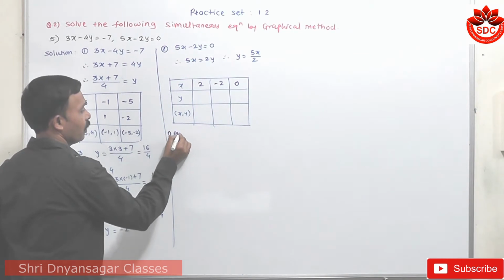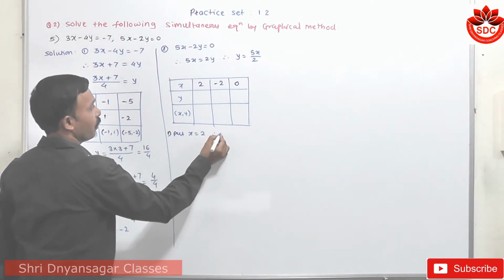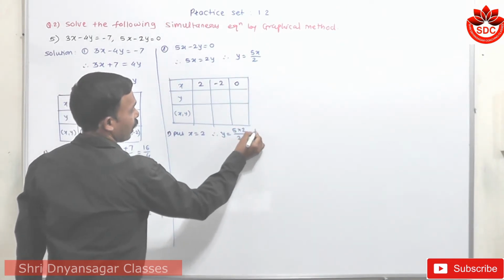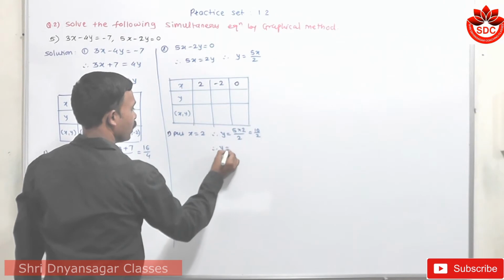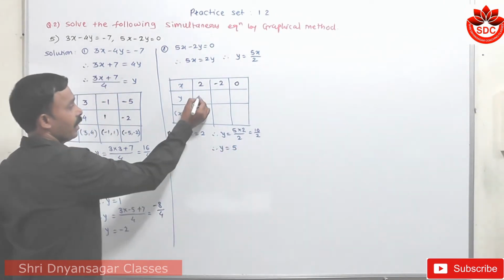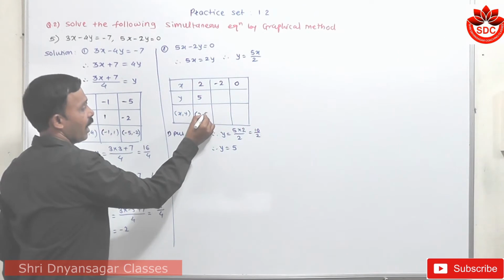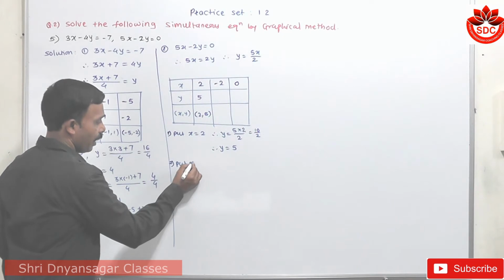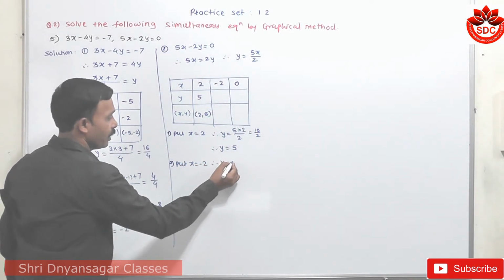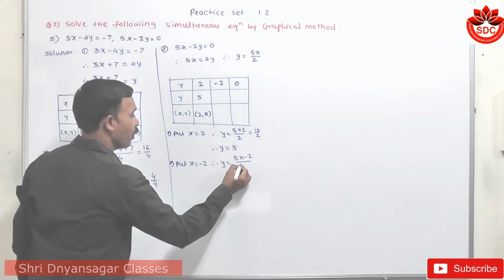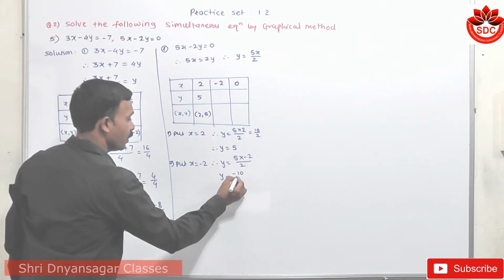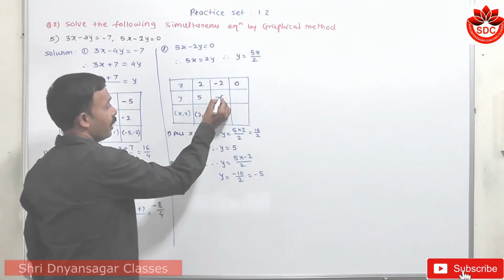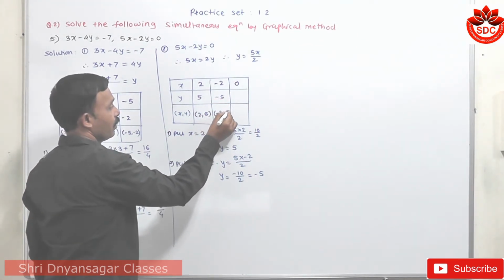So first put x is equal to 2, therefore y is equal to 5 into 2 upon 2, that means 10 upon 2, therefore y is equal to how much? 5. So I have to write here 5. The first ordered pair is 2 and 5. Then the second one is put x is equal to minus 2. Therefore y is equal to 5 into minus 2 upon 2, that means y is equal to minus 10 upon 2, which is equal to minus 5. That means minus 2 and minus 5 is the ordered pair.